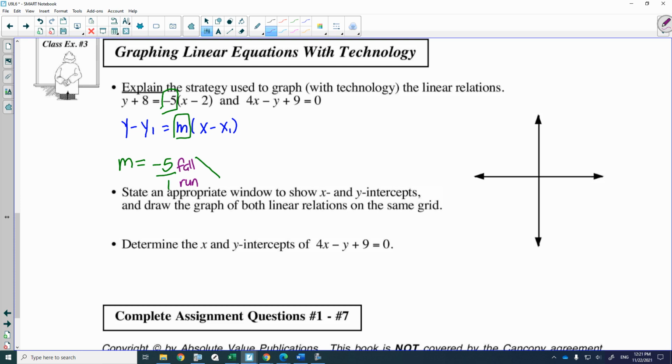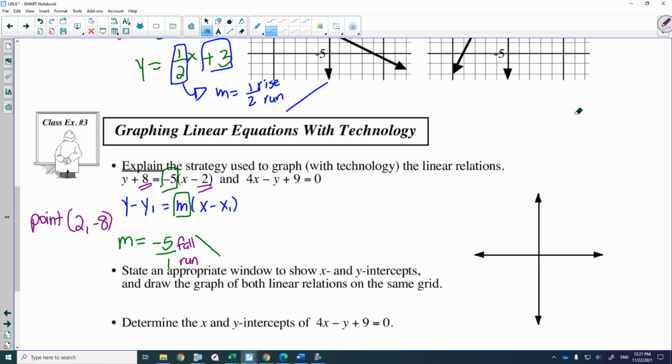The point. Erin, do you know what the point would be? So is it positive 2 or negative 2? Positive 2. And sorry, what's the y coordinate? Negative 8. The opposite. So you get your point. If you forget, what do you do if you forget? Do it off to the side. Write this equation down: y plus 8 is equal to negative 5 times x minus 2.